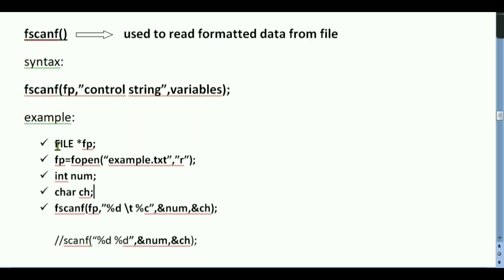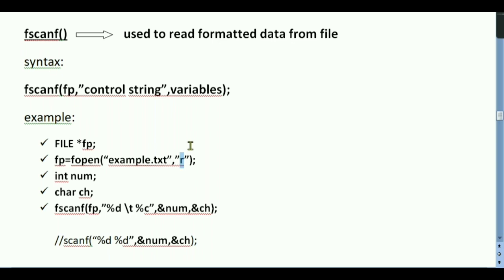Example. First declare a file pointer fp. fp equals fopen example.txt read. Now we are opening an existing file for reading, right? Example.txt is existing file, r for reading, because we are scanning the files, scanning the data.